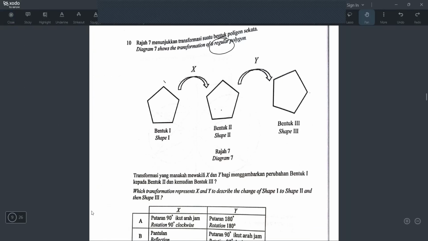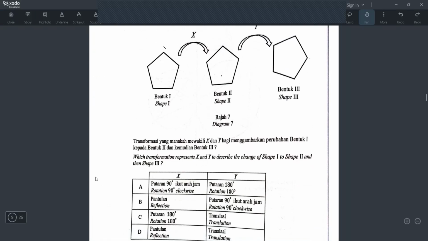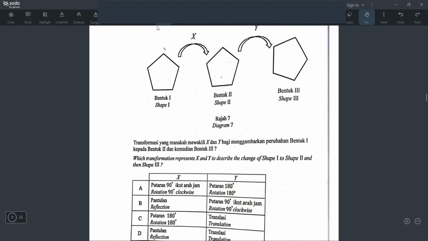I think we will straight away look at the answer. So straight away look at the options. Shape 1 to shape 2, definitely not rotate 90 clockwise. Reflection possible. Rotate 180 not possible, because rotate 180 it will be upside down like this, like a Superman sign. But no, this is not rotate.